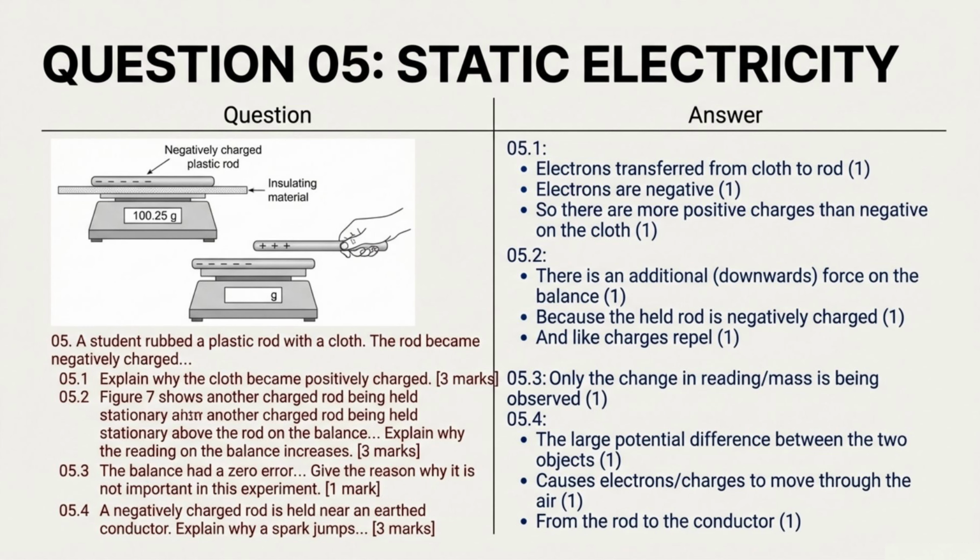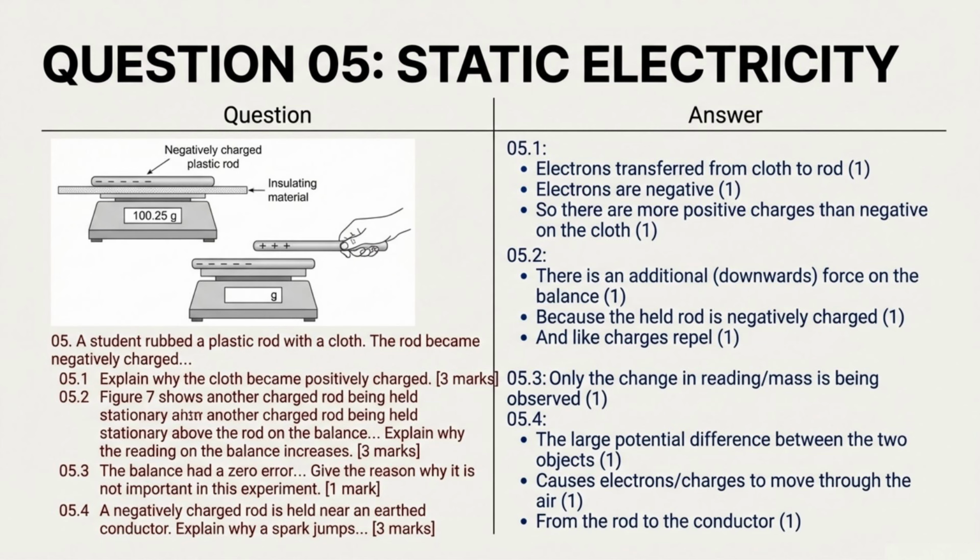05.3 says the balance actually had a zero error. Why didn't that matter for this experiment? Because they only cared about the change in the reading. Even if it started at the wrong number, the amount it increased due to the force of repulsion is still accurate. 05.4 talks about a spark.